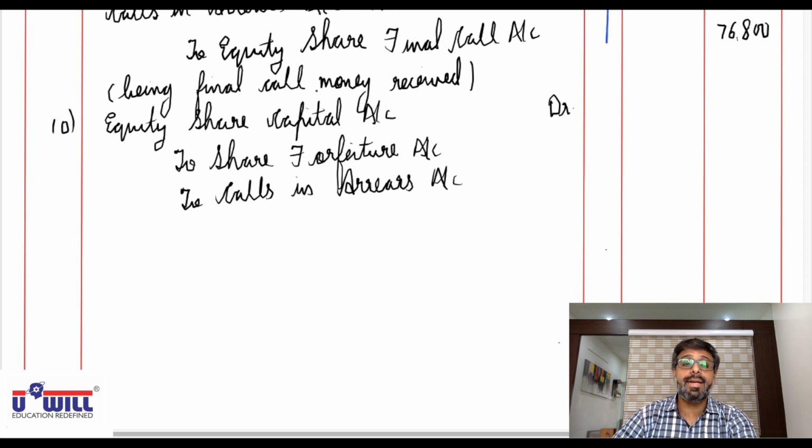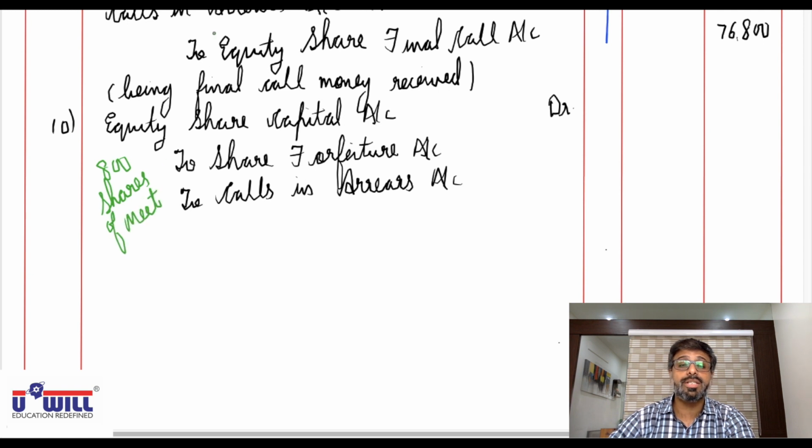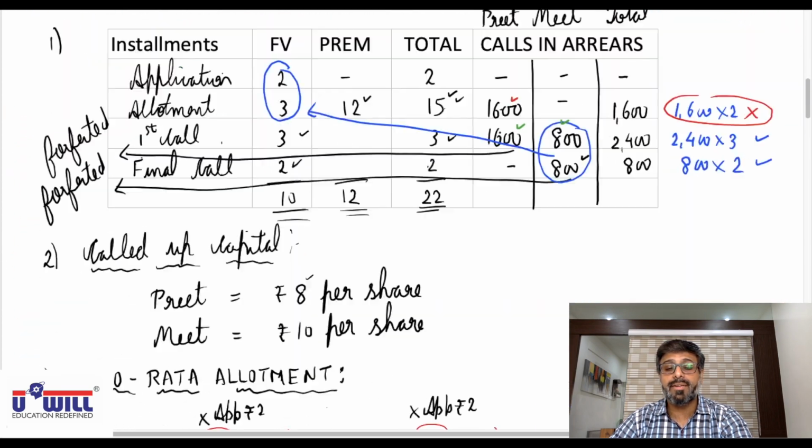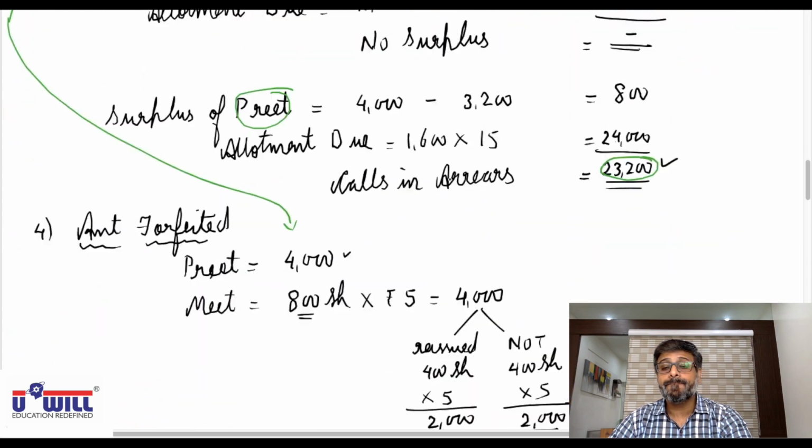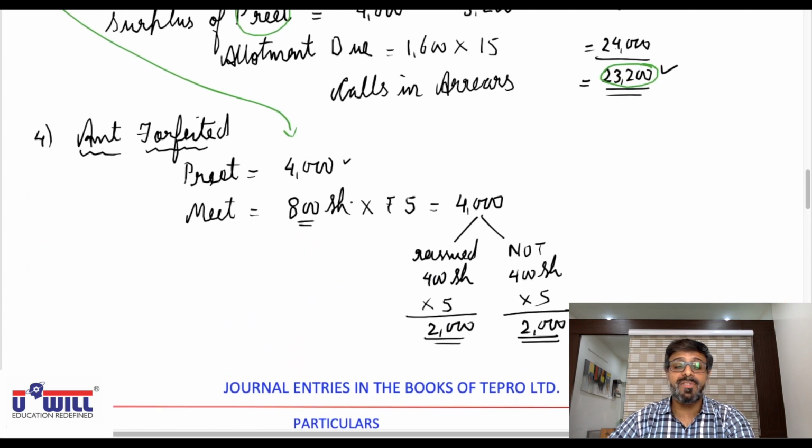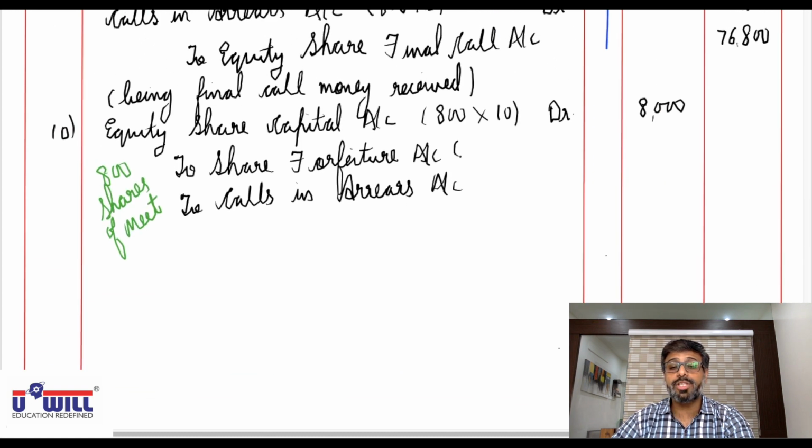Now keep this in mind. This entry is for 800 shares of Meet. Okay, this entry we are passing for 800 shares of Meet. So number of shares forfeited 800 into called up capital after final call is 10 rupees. So 8,000. Then share forfeiture of 800 shares of Meet is 4,000 rupees. So to share forfeiture account, working note 4, on 800 shares it is 4,000.